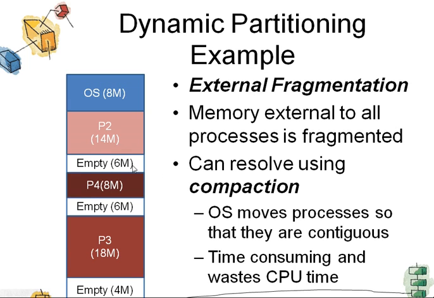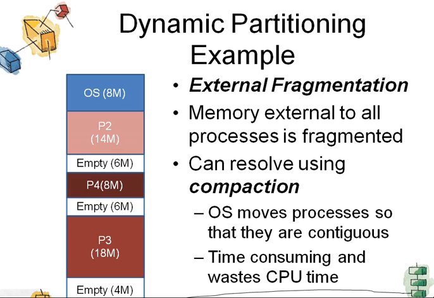Now this is not internal fragmentation, because the space allocated to the process is the same as required by the process. So here comes the term external fragmentation. Your memory external to all processes is fragmented. Now this problem of external fragmentation can be resolved by compaction.